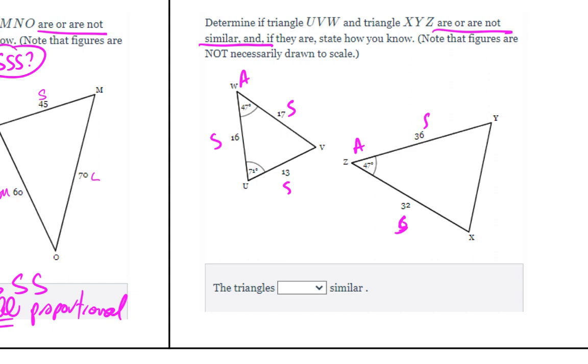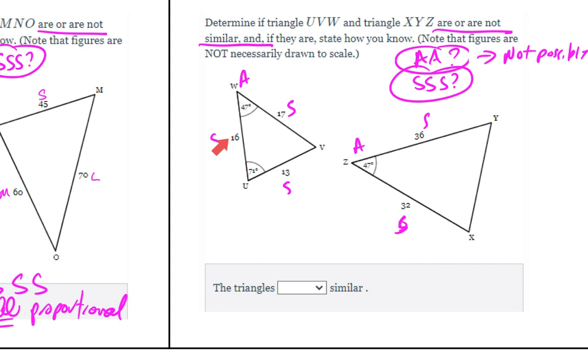Okay, so can we do angle, angle? I have angle, angle here, but I only have one angle here. So, not possible. All right, what about side, side, side? Okay, I got side, side, side, and I have side, side. I don't have that third side. Okay, so we're going to ask then, can it be angle, side, angle, side? Can it be side, angle, side?